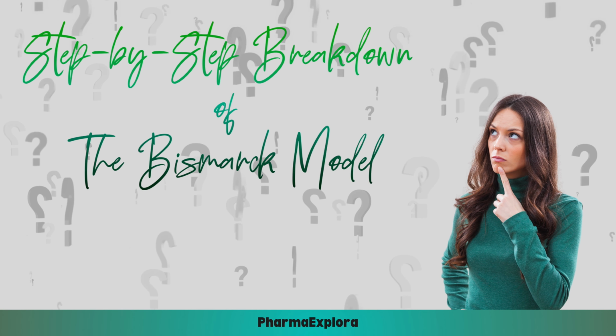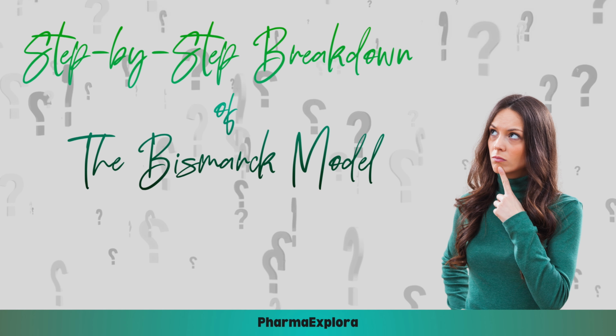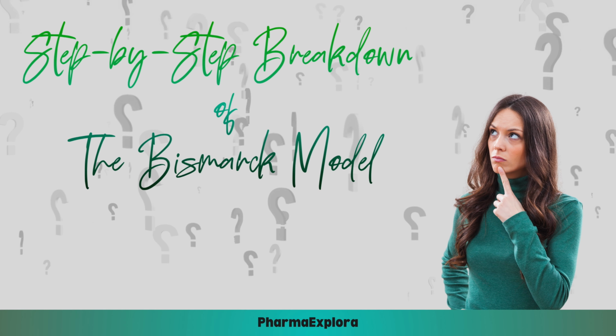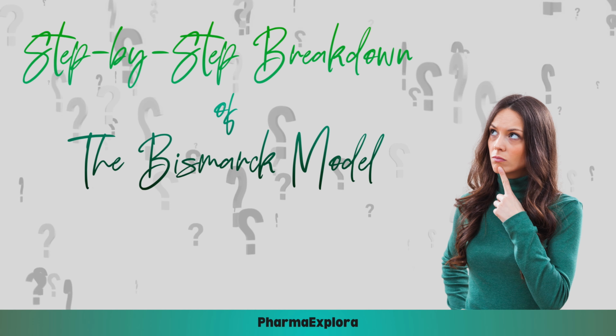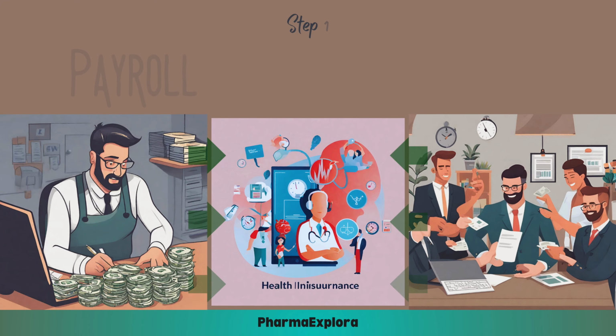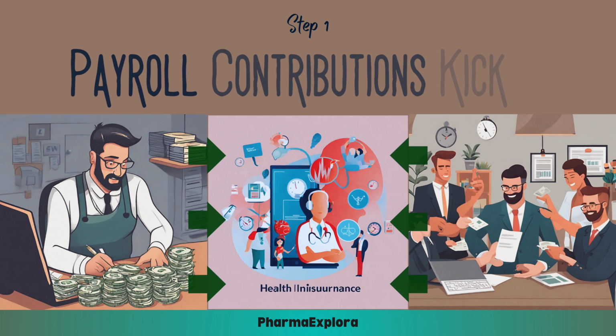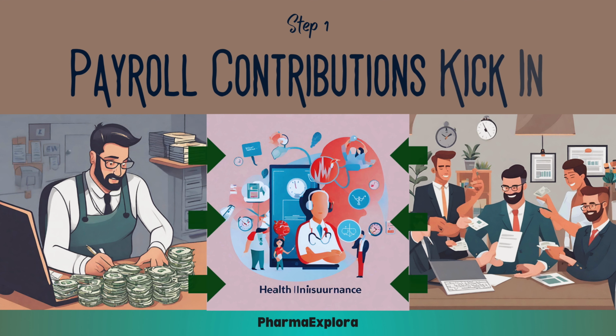Now let's see a step-by-step breakdown of how the Bismarck Model works. This model consists of 6 main steps. Payroll contributions kick in. Instead of relying on general taxes, the Bismarck Model is funded through mandatory payroll contributions. This means that both employers and employees dedicate a fixed percentage of their salaries towards healthcare insurance premiums.